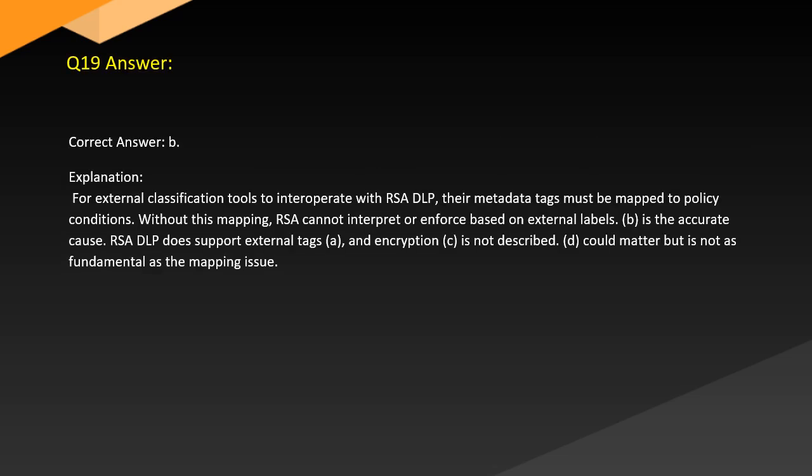Answer. Correct answer: B. Explanation: For external classification tools to interoperate with DLP, their metadata tags must be mapped to policy conditions. Without this mapping, DLP cannot interpret or enforce based on external labels. B is the accurate cause. DLP does support external tags, so A is wrong. Encryption, C, is not described. D could matter but is not as fundamental as the mapping issue.